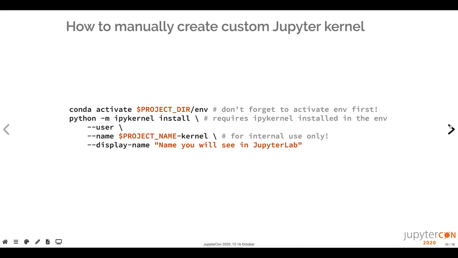That will create a kernel spec file, which is what actually links the conda environment for your project with the JupyterLab installation. Notice that there's a name and a display name. The name is basically just an internal-use-only name. If you have a name for your project, you can just put dash kernel at the end of it. The important thing is the display name. Whatever you put in that string will be the name that you see in the JupyterLab launcher for notebooks and IPython consoles.